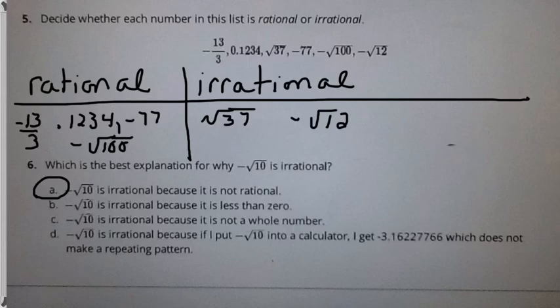And then the last one is just asking you, what is the best explanation for why the opposite of the square root of 10 is irrational? Well, the opposite of square root of 10 is irrational because it's not rational. The number multiplied by itself that equals exactly 10 can't be written as a fraction because it's some decimal that goes on and on forever with no pattern. And so you can't write a number like that as a fraction, and so that means it's not rational, and if it's not rational, it must be irrational.